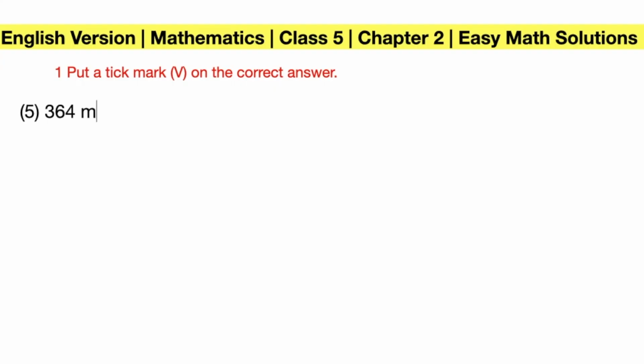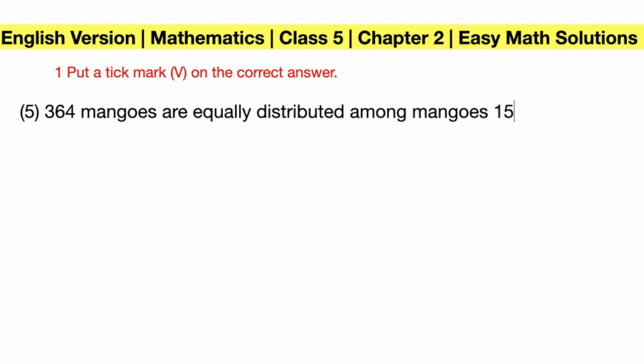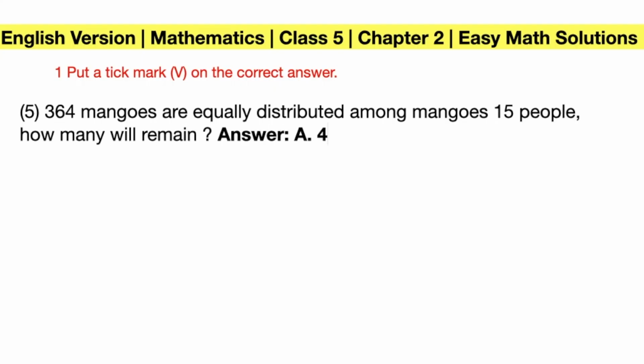Number 5. 364 mangoes are equally distributed among 15 people. How many will remain? Answer A, 4.